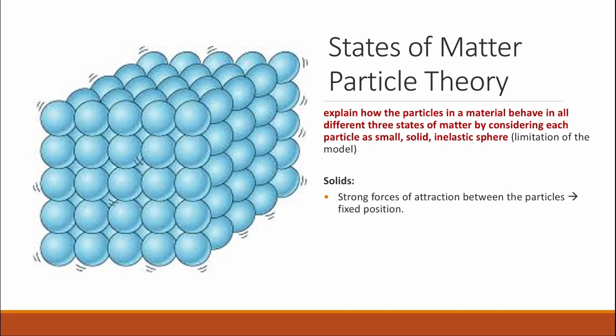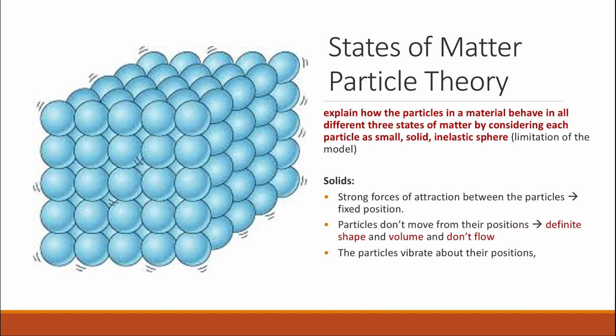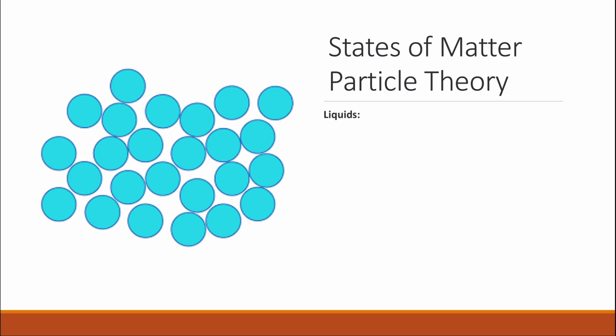So let's have a look at the solid. The solid will have strong forces of attraction between all the particles. These strong forces of attraction will allow the particles of the solid only to vibrate in place and they cannot move. So particles don't move past each other, they do not move from their position. This is why they have definite shape and volume and they do not flow. They only vibrate in their position, so they have fixed position.